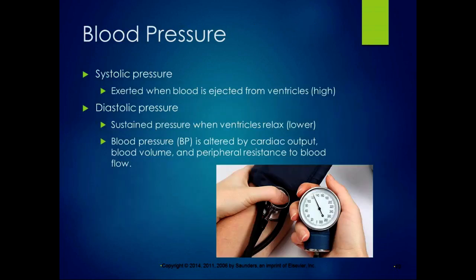So the systolic pressure, really blood pressure is talking about the pressure of blood against the systemic arterial walls. The normal blood pressure, what's considered normal, is 120/70 millimeters of mercury at rest. The high number, I know you guys know all this stuff, but I'm reviewing it, the high number is the systolic pressure. The low number is the diastolic pressure. The systolic pressure is when the blood is ejected from the ventricles. The diastolic pressure is the sustained pressure when the ventricles relax.